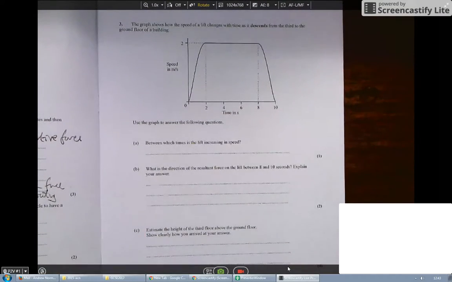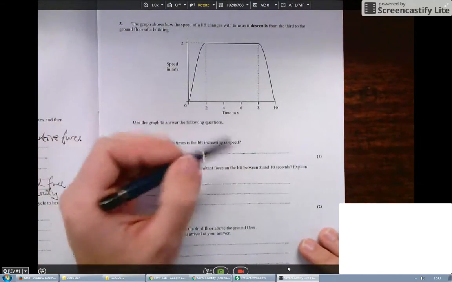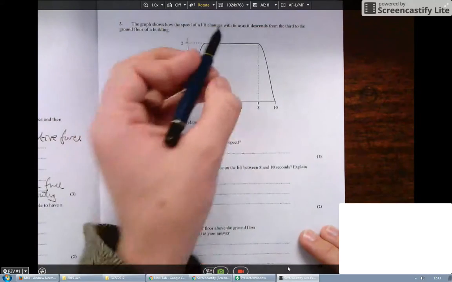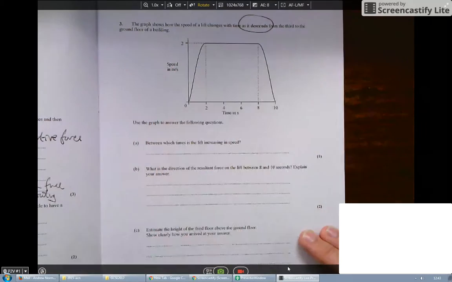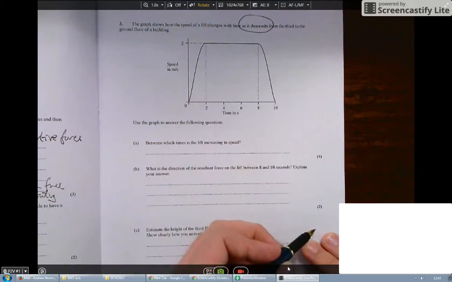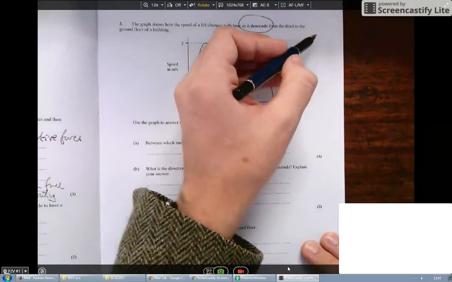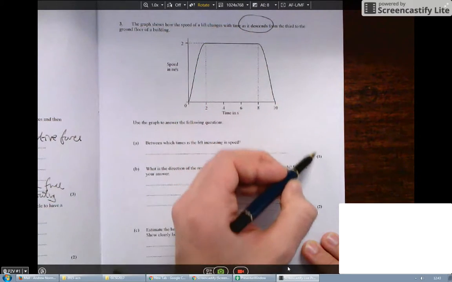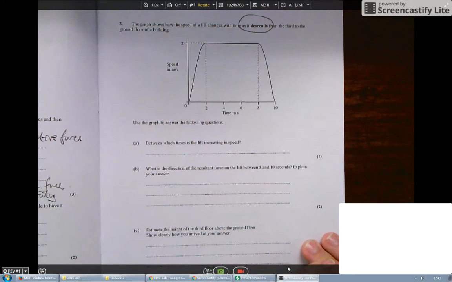In question 3, we've got a speed time graph for a lift. Now, the important thing about this question, in the question, it says that the lift is descending. So it's coming down from the top of a lift shaft to the bottom, and it's starting off slowly, getting faster, and then sort of slowing down.